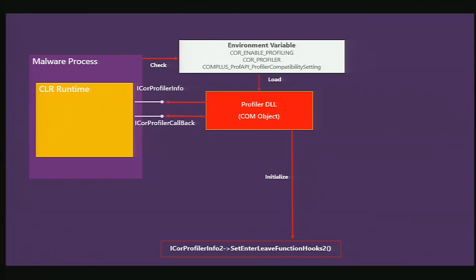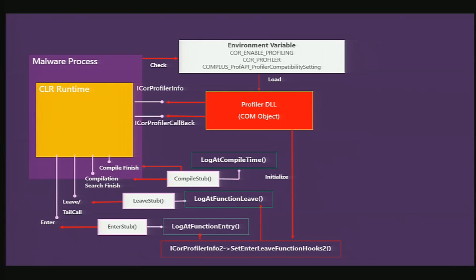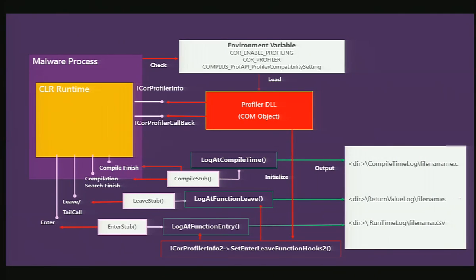And it initializes with a set event mask and enter/leave function hooks, which enable my functions to get control when the CLR is going to enter a function, leave a function, make a tail call, and when a function's compilation is finished. And then I get access to the internal data and output it into 3 different data files.